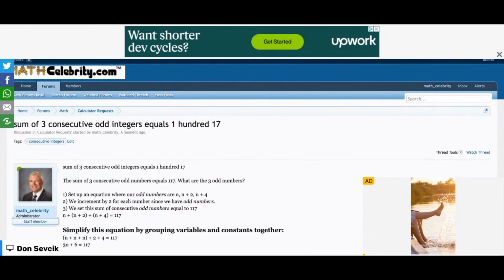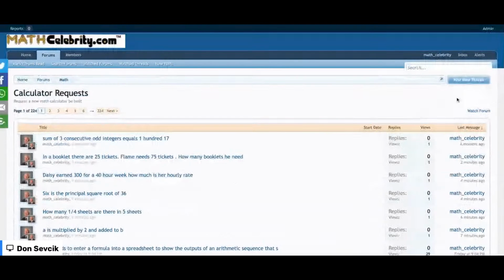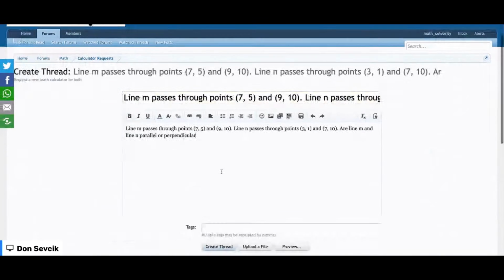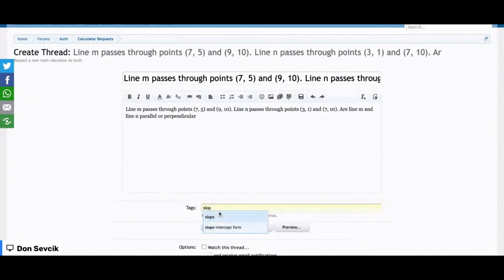Okay, let's do parallel and perpendicular lines. We've got line M passes through points (7, 5) and (9, 10). Line N passes through points (3, 1) and (7, 10). Are line M and N parallel or perpendicular?